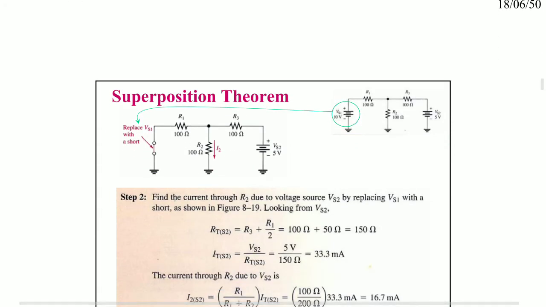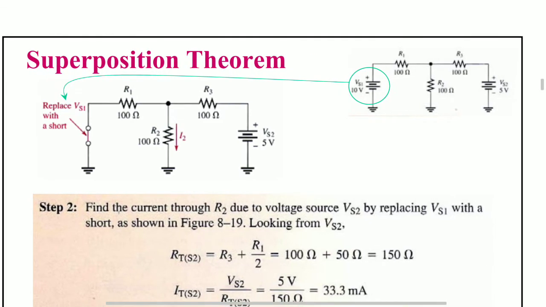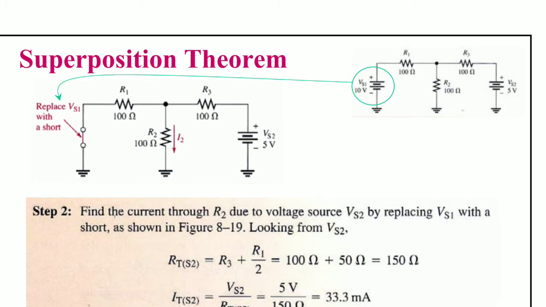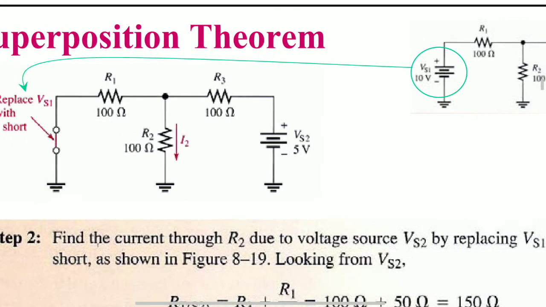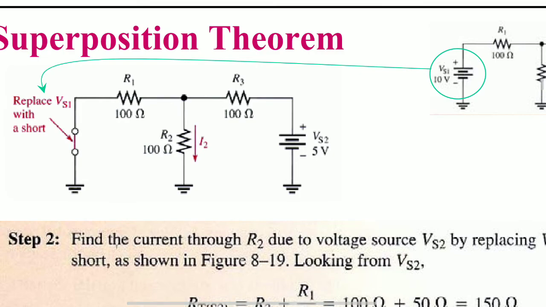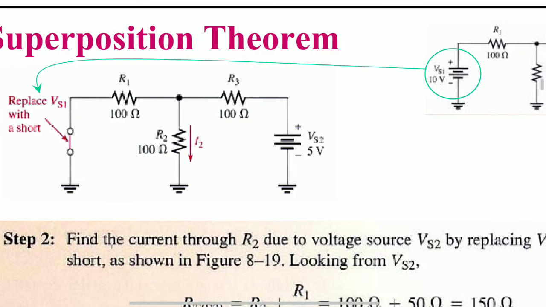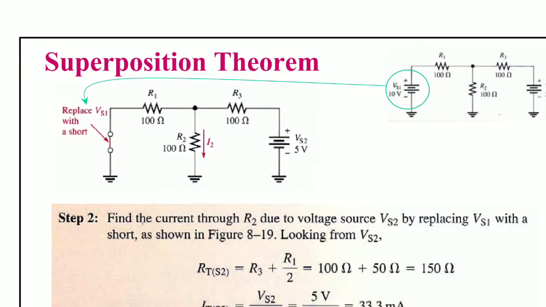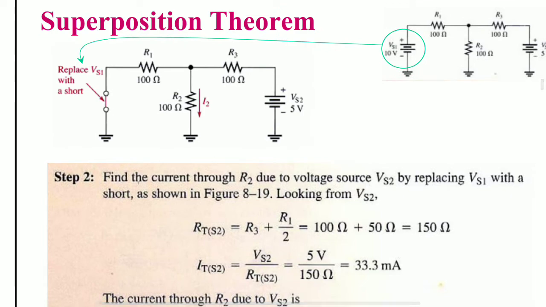Now go for the next source in the superposition theorem. Here source one is deactivated, meaning source one is short circuited. That means replace Vs1 with a short circuit wire. Vs2 remains the same. So finally RT of S2 is the same, 150 ohms.